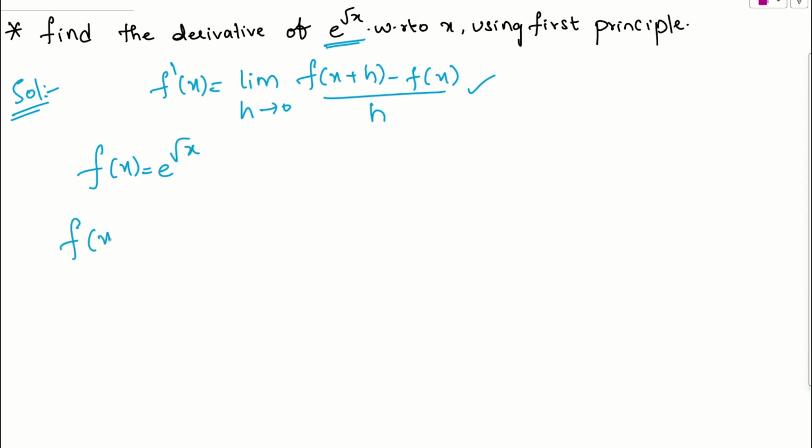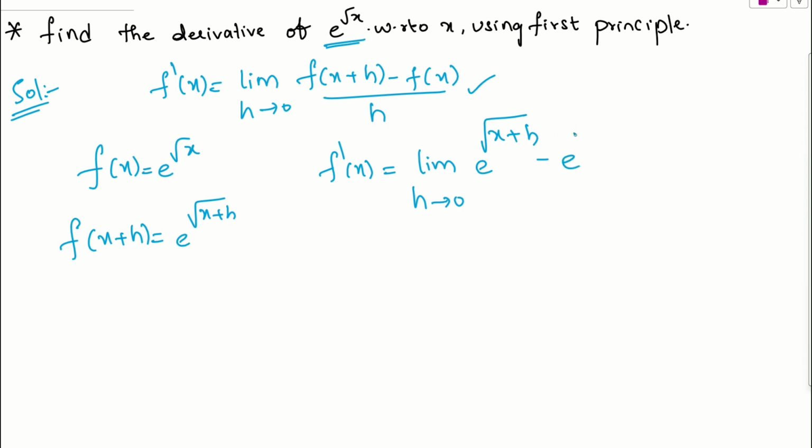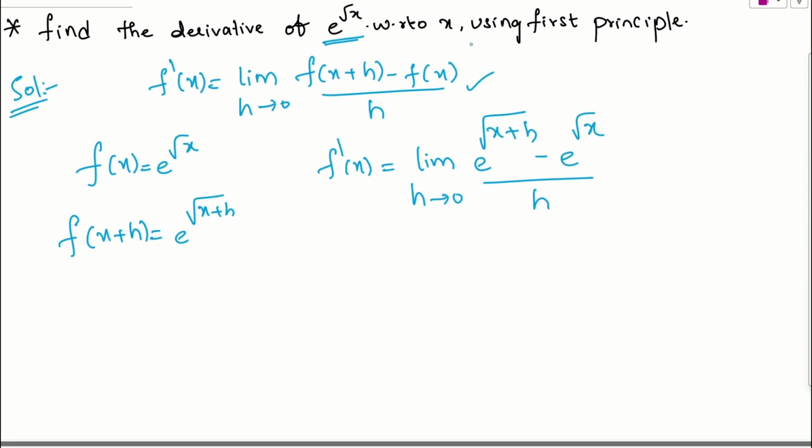What is f of x plus h? Simply wherever x is there, we need to apply root of x plus h. Are you getting my point here? Now let us substitute here. So f dash of x is equal to limit h tends to 0, f of x plus h minus f of x by h. What is f of x plus h? e power root of x plus h, minus e power root x, by h. Up to here, okay? So how to do?